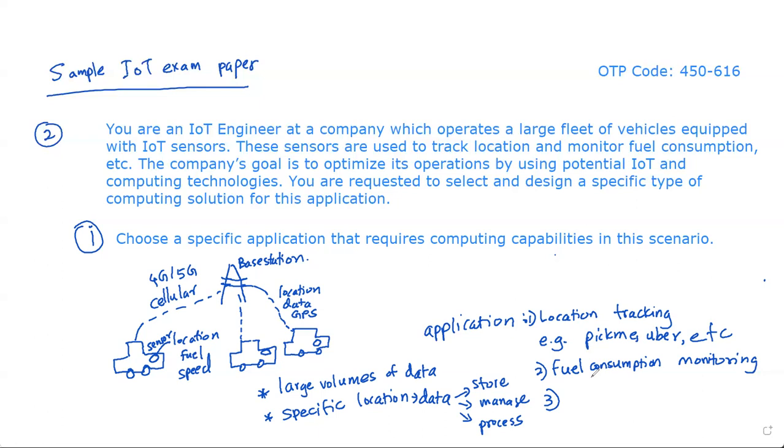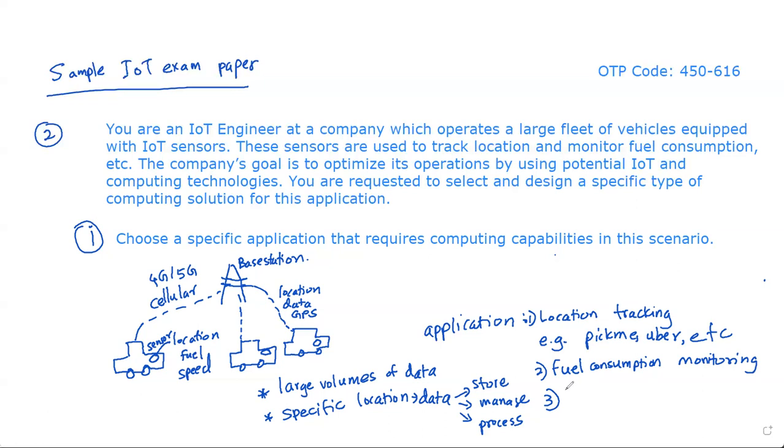So by monitoring each of the vehicle's fuel consumption, the controllers of the IoT network can decide which vehicle needs the fuel most, which vehicle needs to be fueled, and so on. So that is another type of application that we can apply for this scenario.